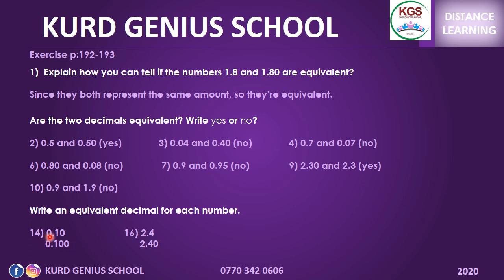Write an equivalent decimal for each number. We have 10 hundredths. So just adding one more 0, it doesn't change anything. It's the same as 10 hundredths. So 100 thousandths is the same as 10 hundredths. Number 16, here we have 2 and 4/10ths. So just add one more 0 to the 4, it becomes 2 and 40 hundredths. They represent the same amount.